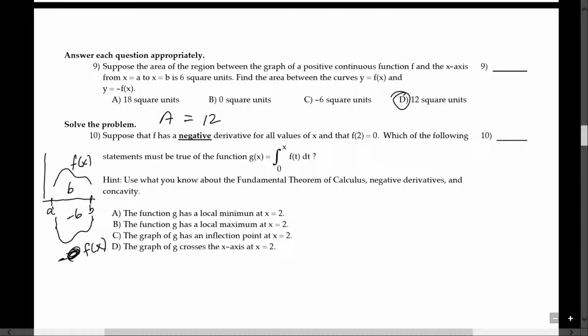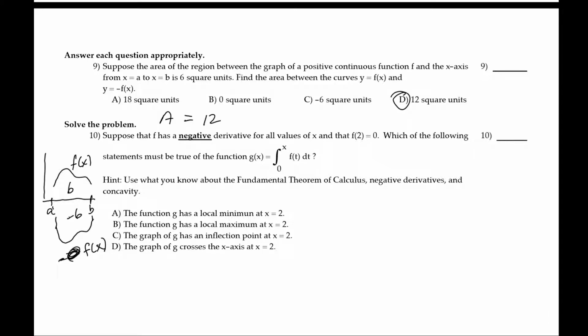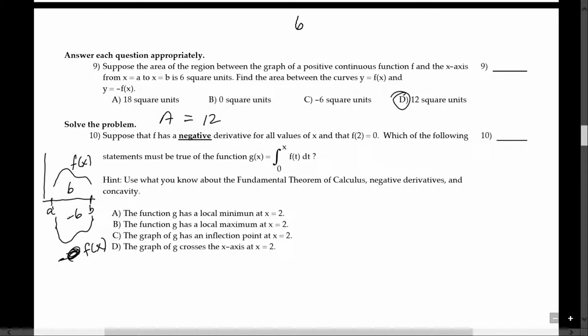For version 2, you had to find the area between f of x and minus 2f of x, which would have given you a 6 and a minus 12. And so the total area would have been 18. That would have been answer A on version 2.